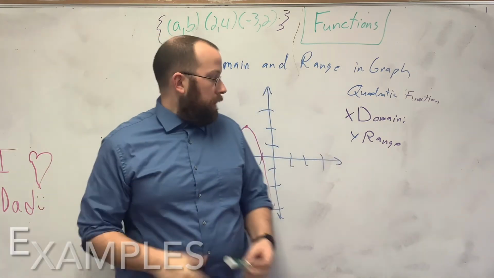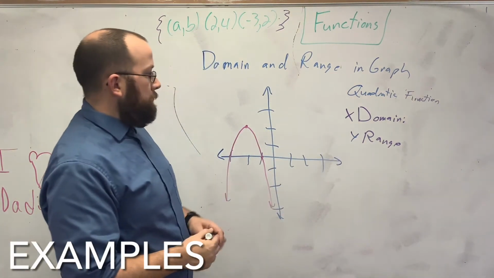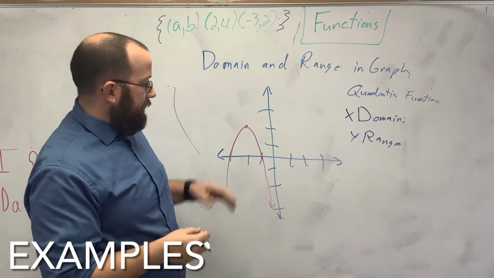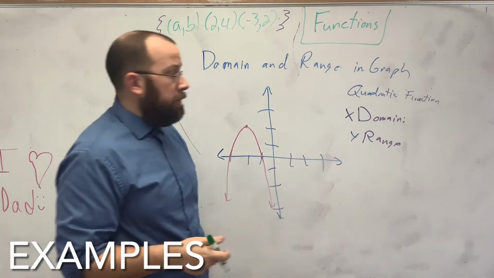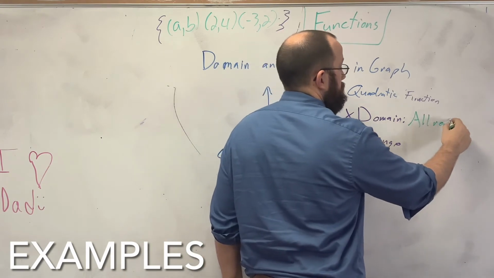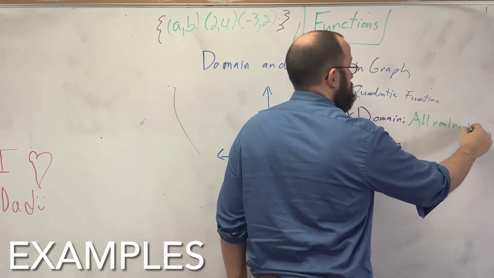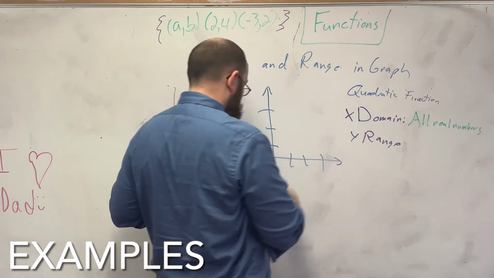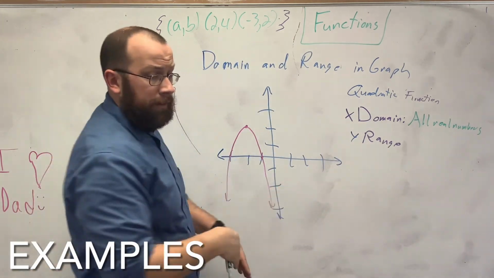All right, and here we go. Here's another one. What's my domain here? Well, on the x-axis, it's going forever and ever in both directions. So it's going to be all real numbers. And that's just based on looking at the x-axis and these two going forever and ever out that way.